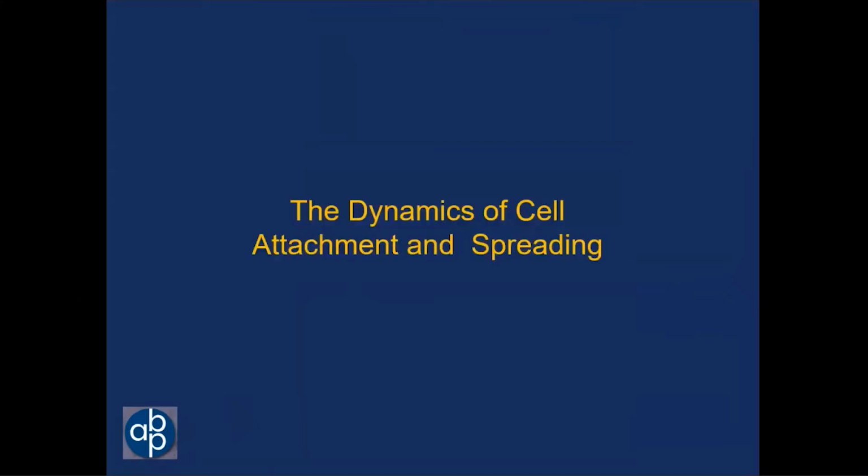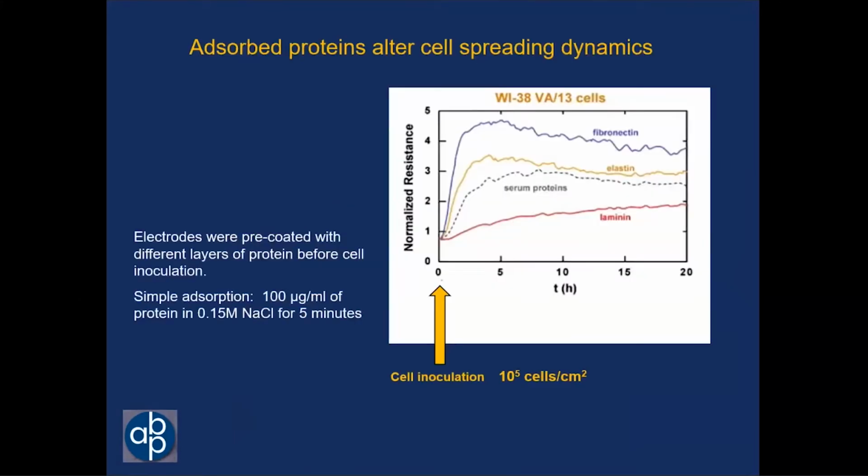So with that very brief introduction, let's consider now monitoring the dynamics of cell attachment and spreading, looking at different extracellular matrix proteins. First of all, when we work with these gold electrodes, we're going to coat them with proteins by simple adsorption. Usually we use approximately 100 micrograms per mil or higher of the protein of interest, and we adsorb this out of a normal saline solution for a few minutes.